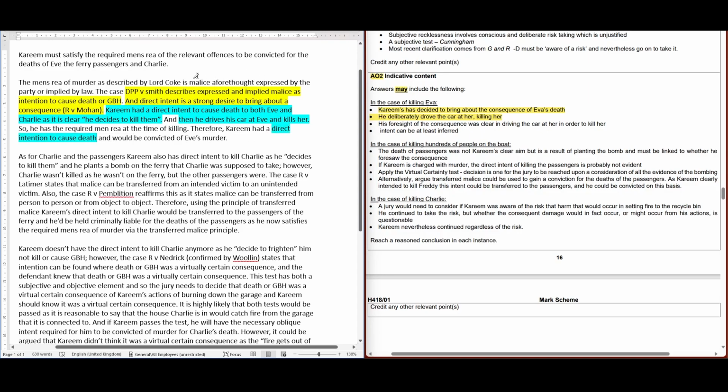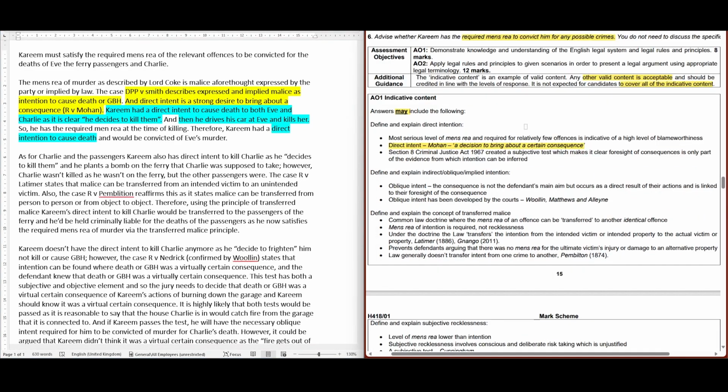As we explained up here, you need a direct intention to cause death. That's the type of mens rea you need to be convicted of an offence. Your answer should always be directly answering the question. Okay.